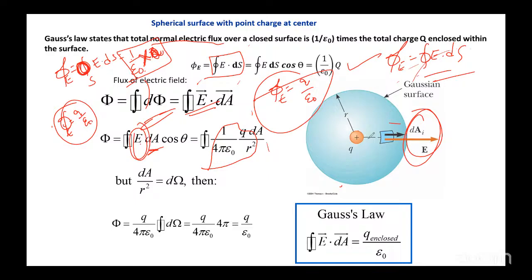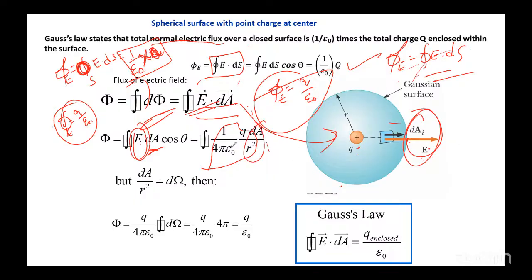This is the closed surface, and there is a point charge at a distance r. If you consider a point, that point is occupied by the area dA. From the point charge, the lines of force of the field cross there. Both dA and the line of force of the field are parallel to each other. That means theta should be 0, and cos 0 is 1. So what is the flux at point P due to the point charge Q?